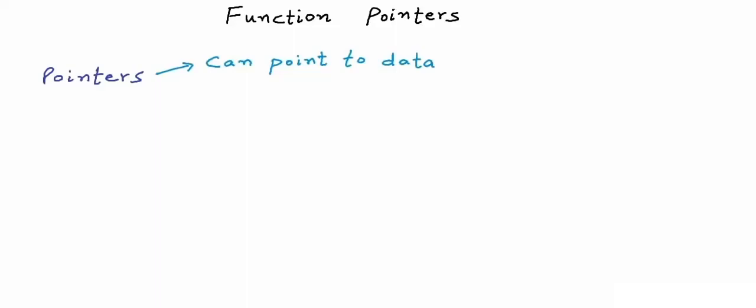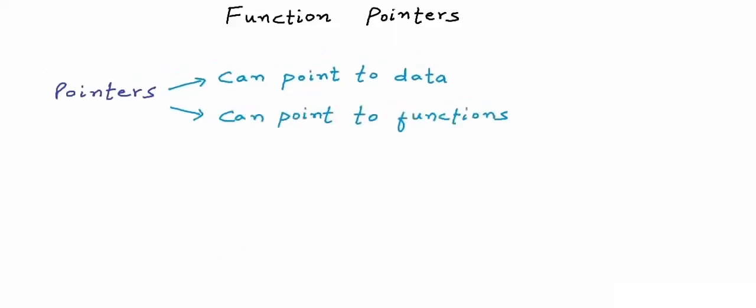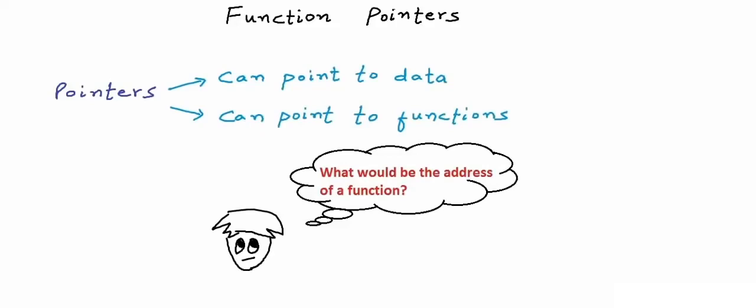And we use pointers not just to store the address, we can dereference and get the value at whatever address the pointer is pointing to. Now we are saying that we can have pointers that can store address of functions, or in other words, can point to functions. And we can use a pointer to function to dereference and execute the function. And this is really interesting. Some basic questions would pop up. What really would be the address of a function?